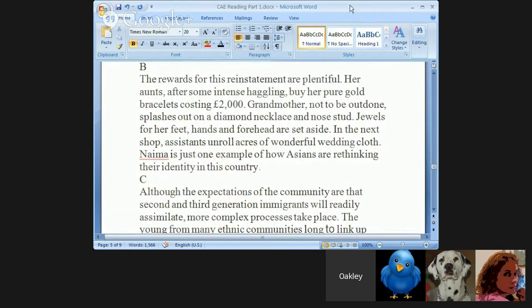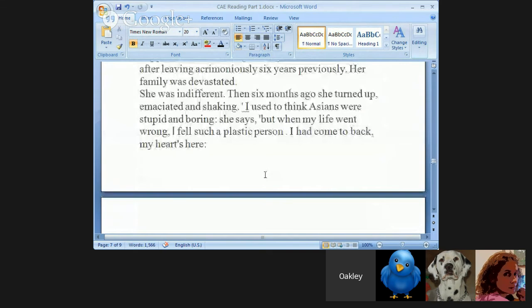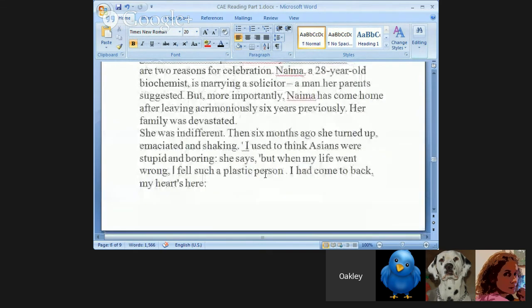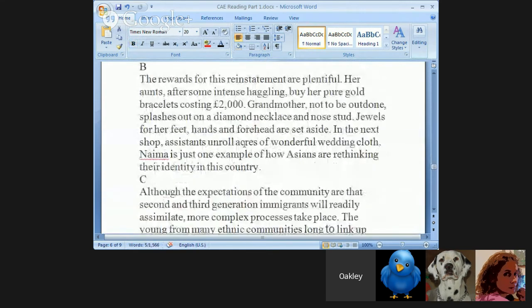Is it an arranged marriage? Yeah, just like in IELTS. Okay, Aretheli asks about arranged marriage. It certainly seems that way, a man her parents suggested. Well, that was in part one. Anyway.